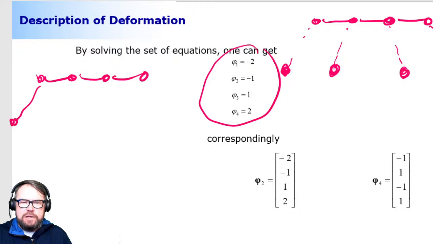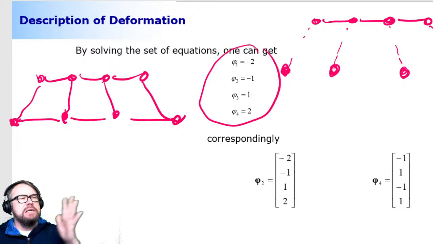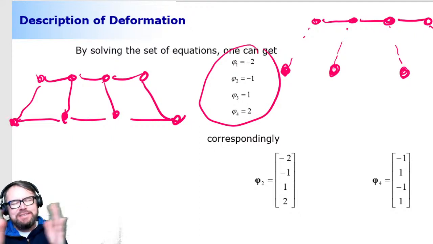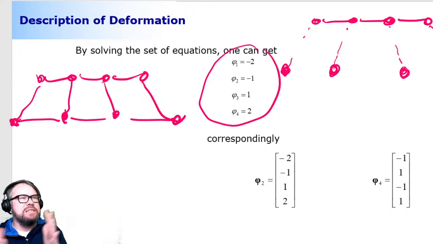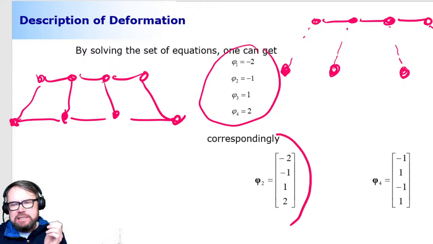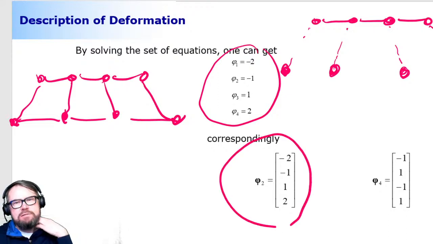So this guy is moving here, this guy is moving here, this guy is moving here, and this guy is moving here. So it's a simple deformation. It's like extracting, contracting, getting longer and shorter, getting longer and shorter. That's the first deformation mode. So it's very, very simple. And it's associated with the frequency that you can get by using the value of 12.